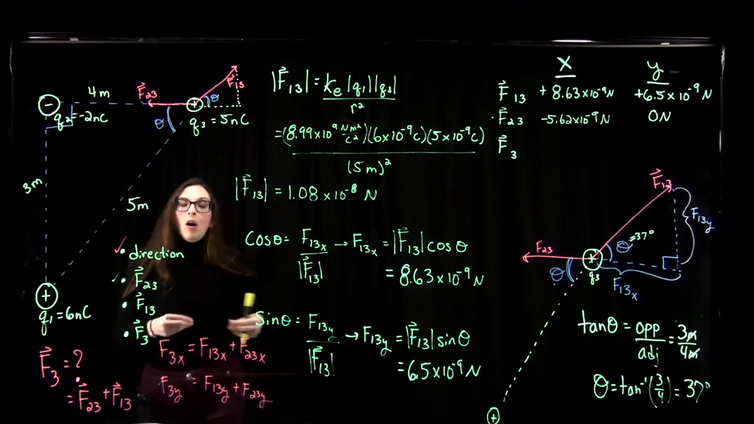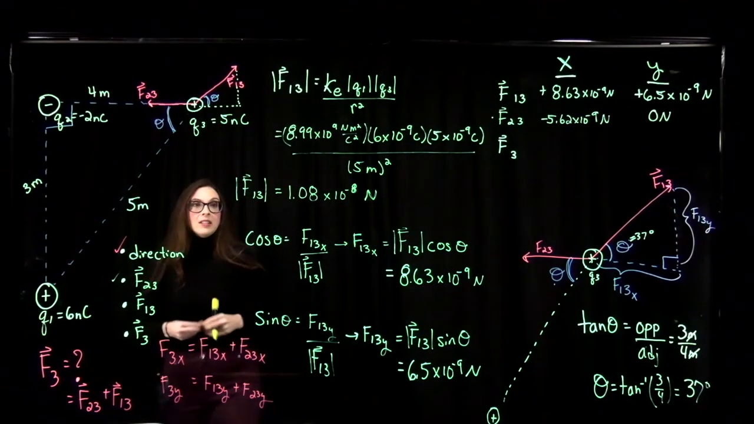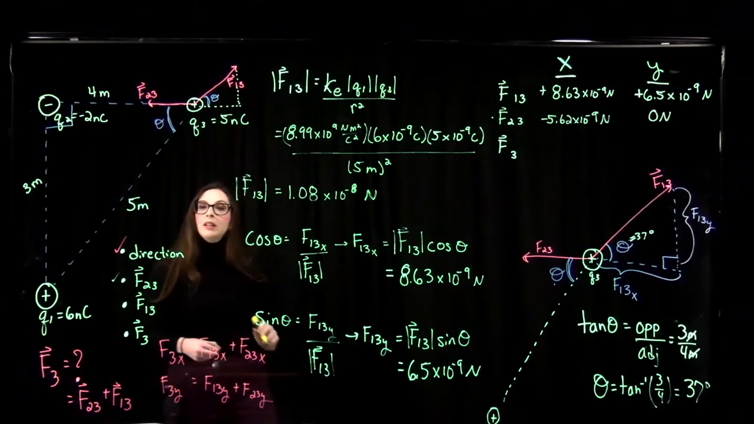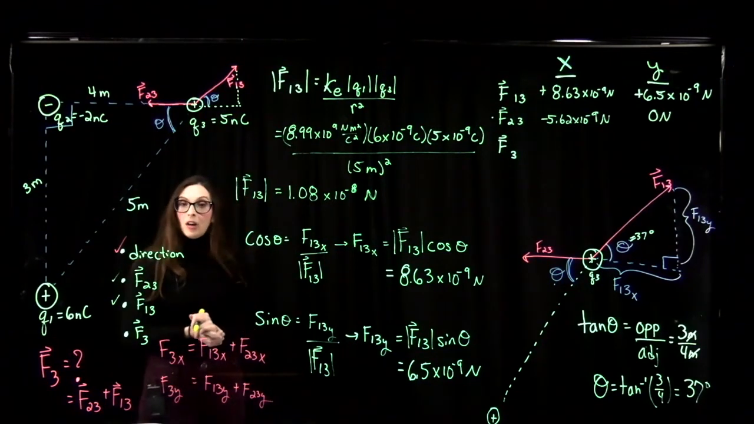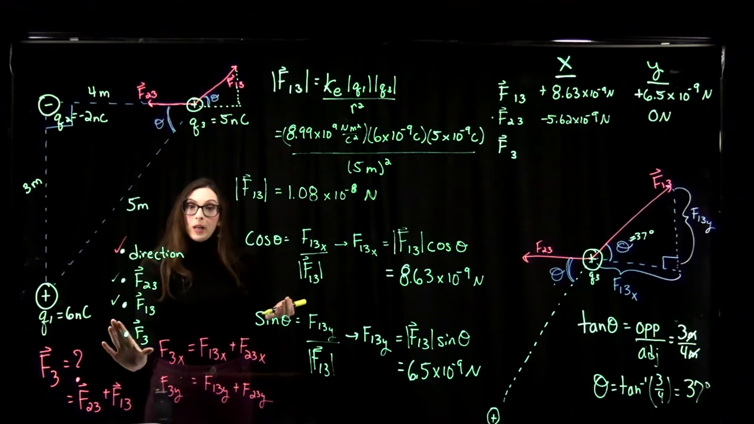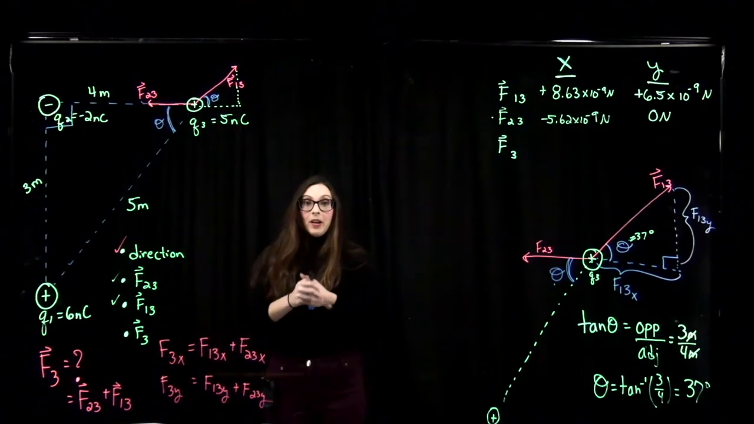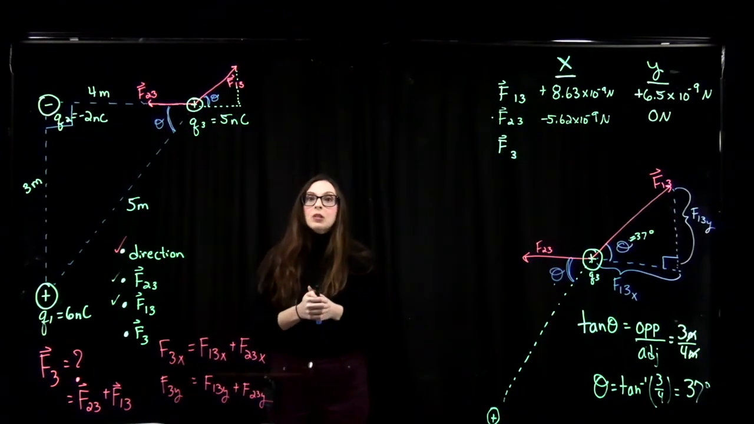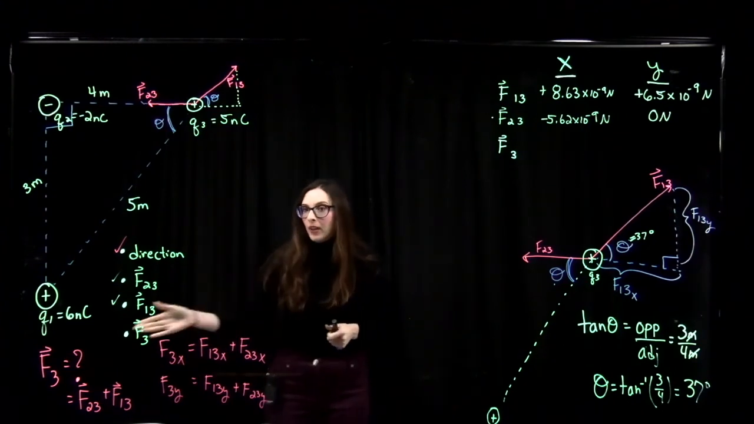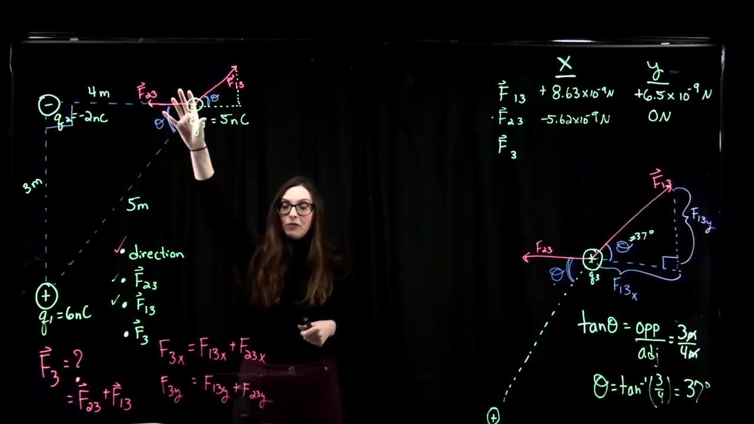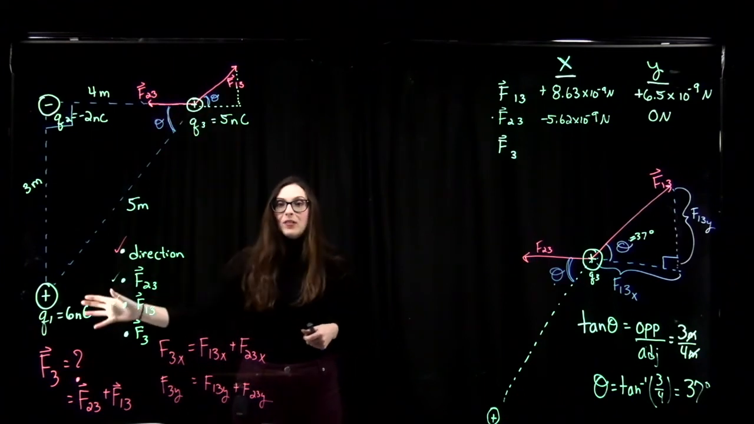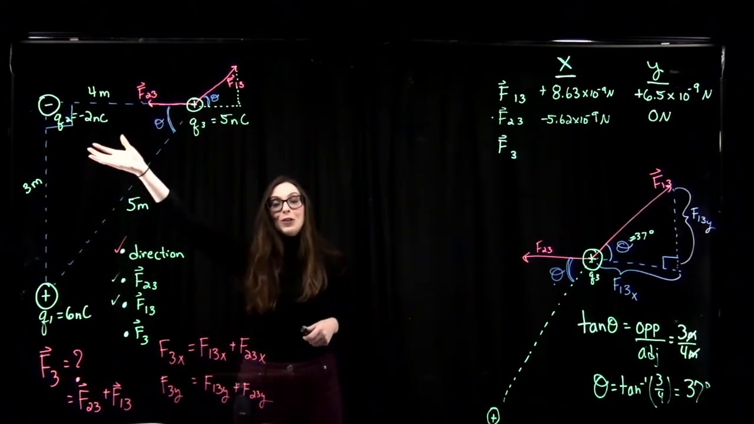Okay, now we've done all of the work in order to get the x and y components of F13 and F23. Now we can add them together in order to get the magnitude of F3 and the direction of F3. We are in the home stretch. We've done really most of the hard work in order to get to our final answer, which was trying to find our vector F3 here, the magnitude and the direction for the electric force acting on charge 3 because of the presence of charge 1 and charge 2.